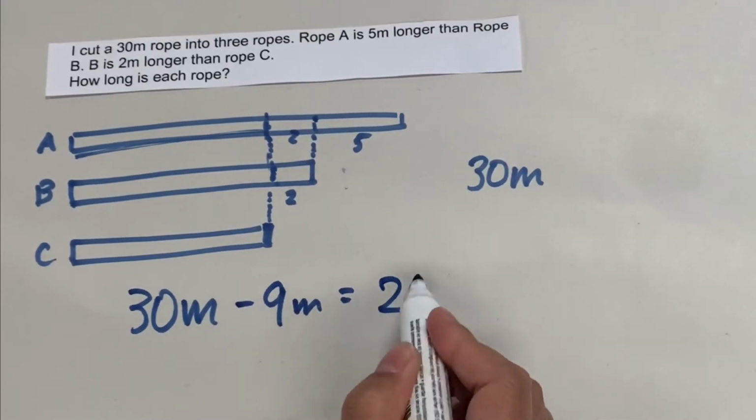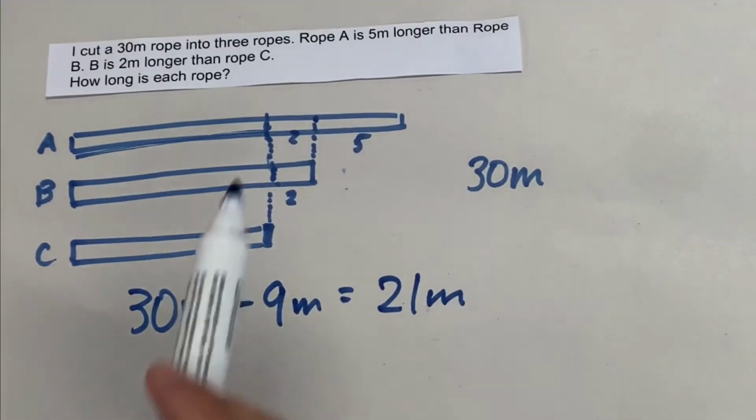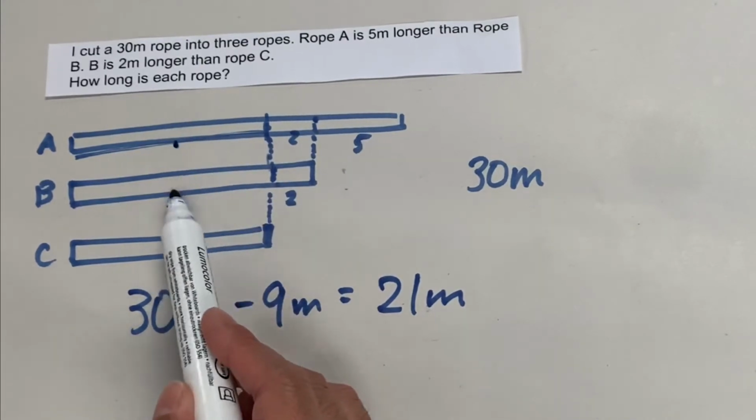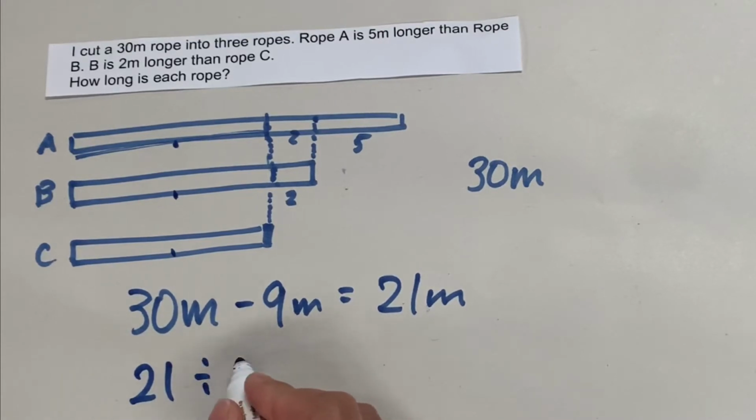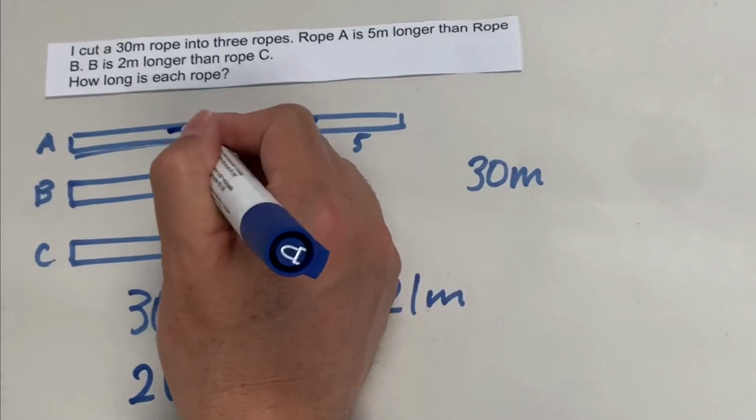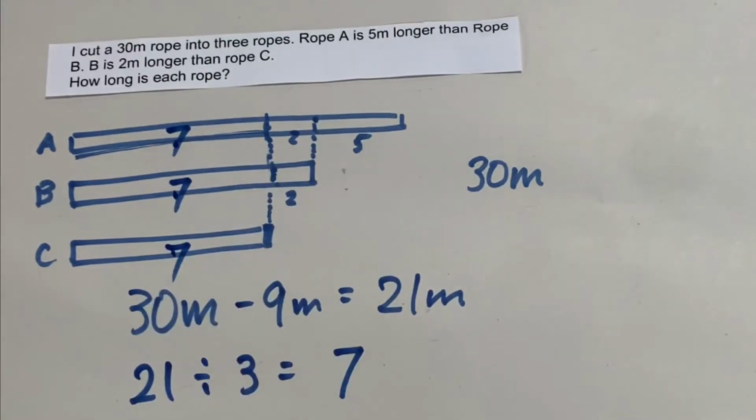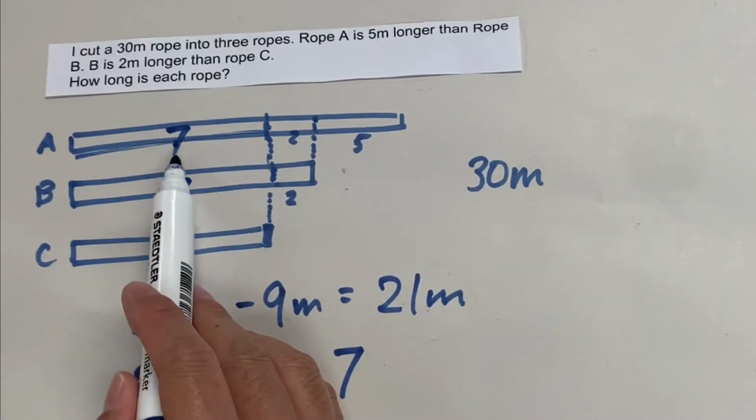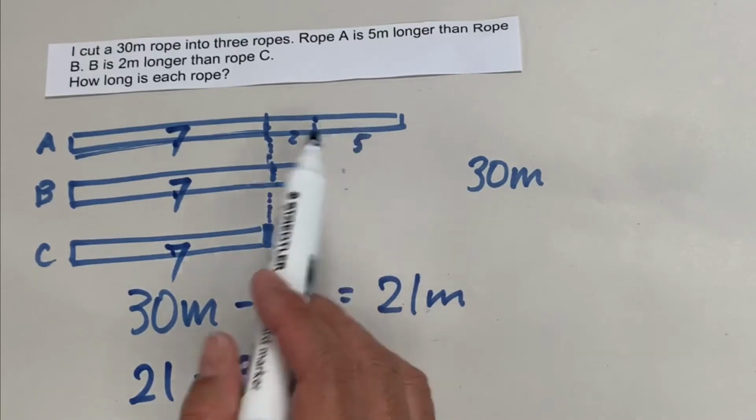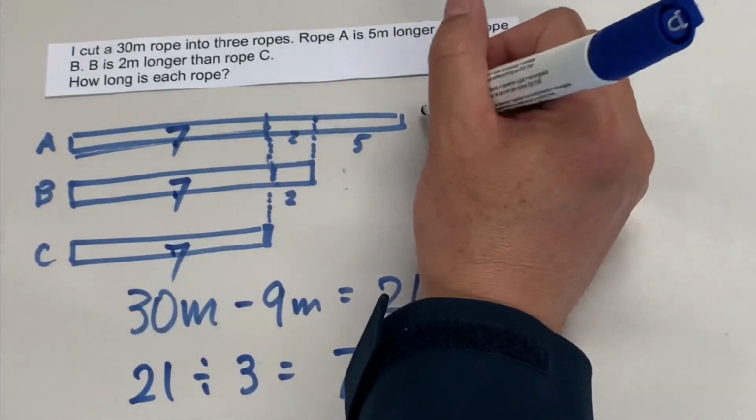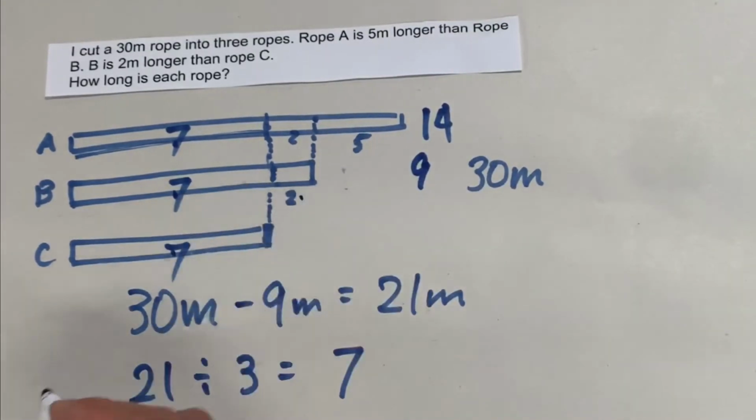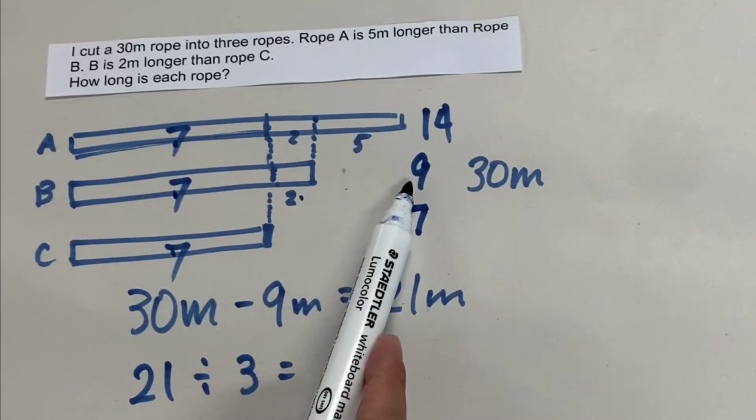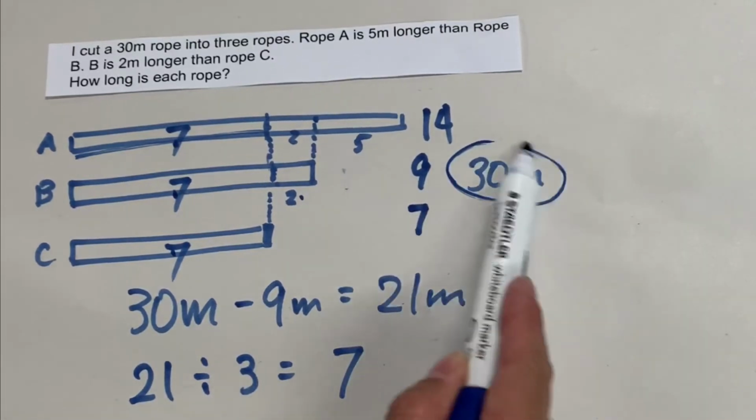That is 21 meters of rope left. So this plus this should be 21. So 21 divided by 3, that should be 7. So rope A is 7 plus 2 plus 5, that's 14 meters. Rope B should be 9, because 7 plus 2, and rope C is 7. Let's check. If I add 14 plus 9 is 23, plus 7 is 30. That looks good.